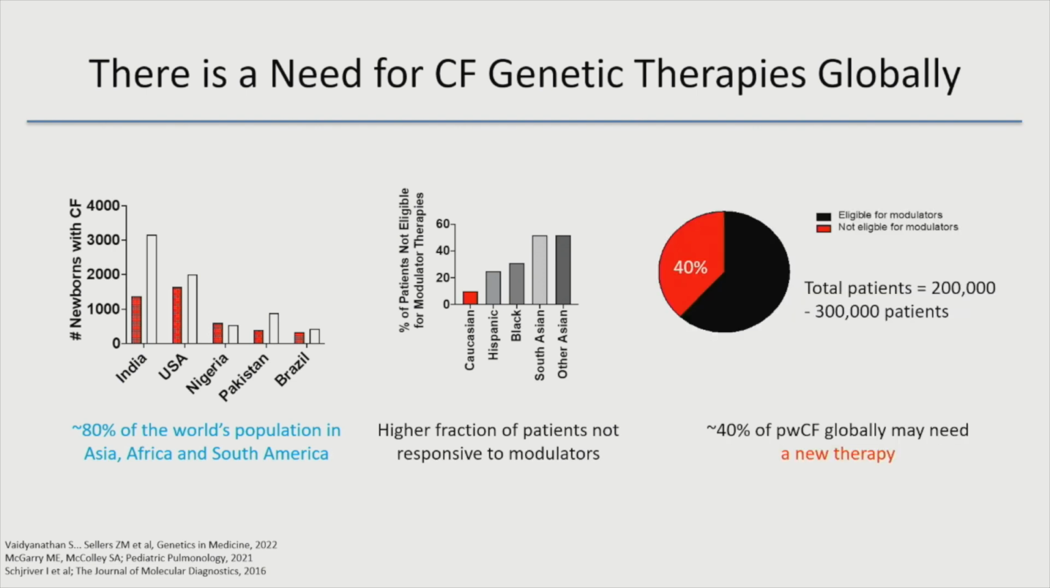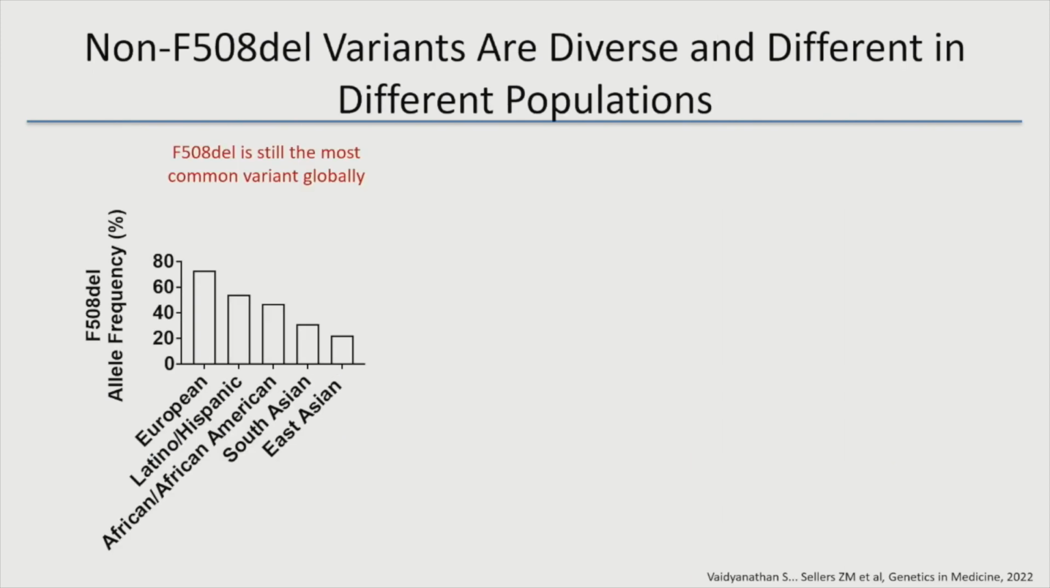And so when you combine these facts, I think we need to start thinking about a larger CF population than we're accustomed to, and maybe a significantly higher fraction of them may need access to a new therapy, which then takes us to thinking about what are the variants that dominate this global population, right?